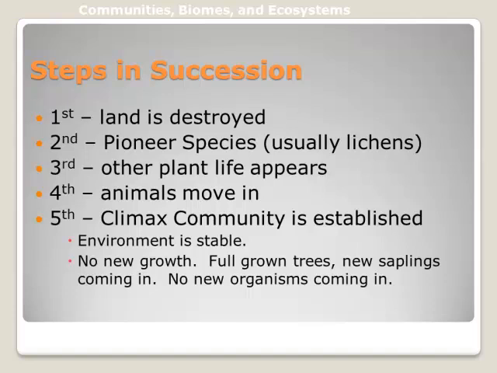The second step that happens is we get a pioneer species. Now this is usually a lichen. It's an algae and a bacteria, very mutualistic relationship between those two. And they are going to start to break down existing rock to start to create soil. Now this is going to take a long time depending on which part of succession. Are we going through primary succession or secondary succession?